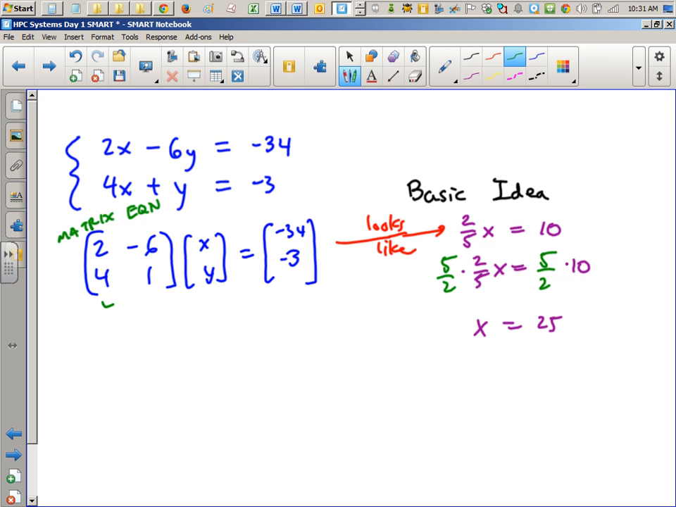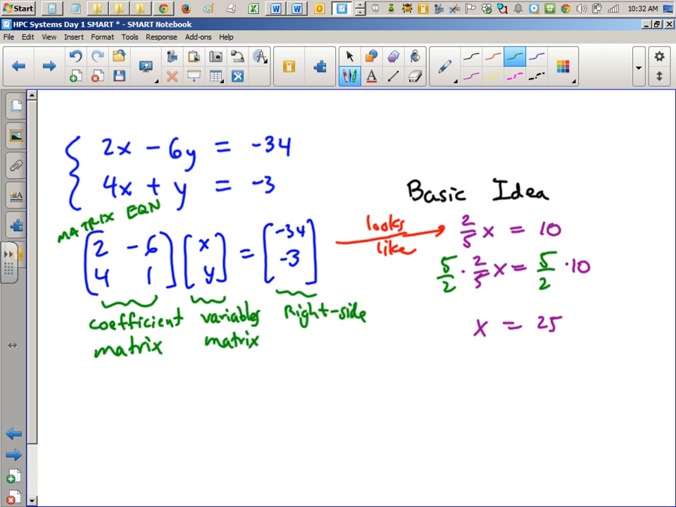Okay. I already told you what these numbers are called in the last lesson, but we'll write it again. This is the coefficient matrix. This is our variables matrix. And this, for lack of a better name, I call the right-hand side matrix or right side matrix, because no one's ever seen me give a better name for it.